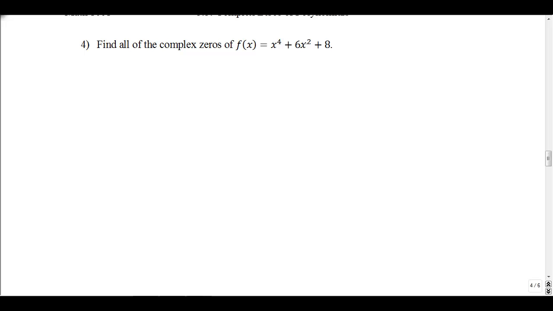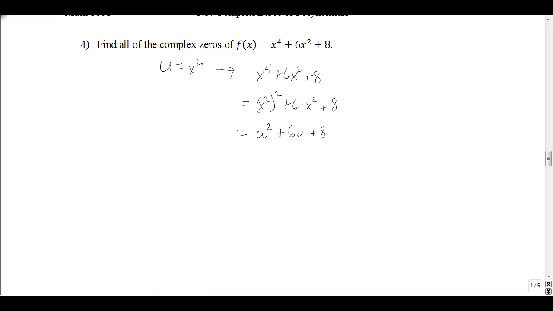So what I can do, let's let u equal x squared. And then this f of x, well, let's not write it as f of x. Let's write it just as x to the 4th plus 6x squared plus 8. Well, x to the 4th is x squared squared plus 6 times x squared plus 8. So this is in terms of u, x squared is u. I get u squared plus 6u plus 8. So I can write this that way.